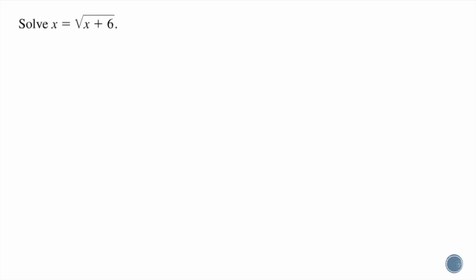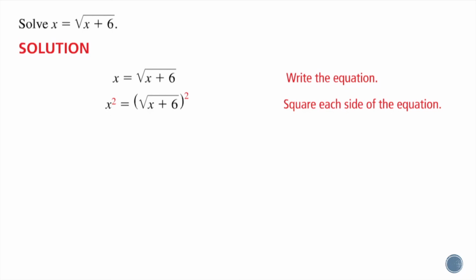I have x is equal to the square root of x plus 6. A little different because now I have a variable on the left side. Before we only had numbers. So the process, however, is still the same. I'm going to square both sides. And then that leaves me with x squared is equal to x plus 6. I'm asking you to solve for x.